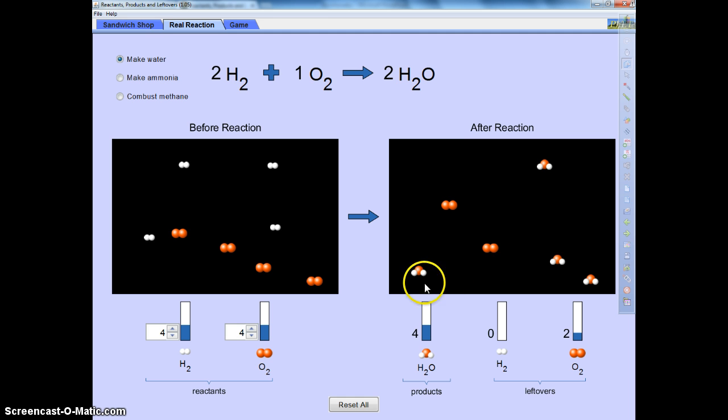So in this case, you can see the hydrogen is all used up, so that's limiting me. There's no hydrogen left to react these oxygens that are here. So this is the excess reactant.